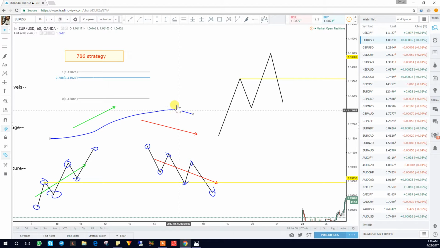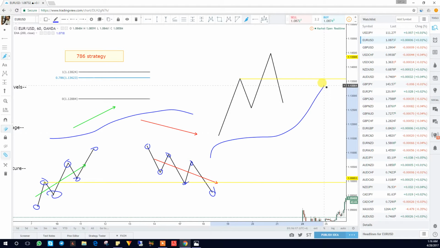Condition number two: if the market is going up, the price should be above the moving average. Let's say that this is the EMA or moving average 200. So condition number two, the price is above the moving average.